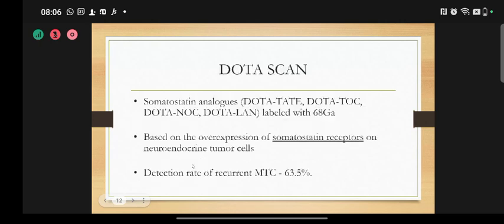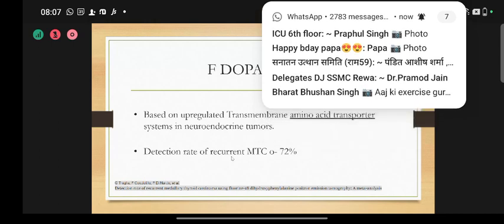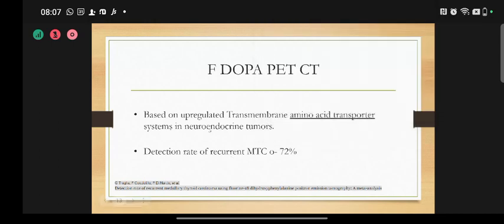So just briefly about the DOTA scan. This uses a somatostatin analog, which is labeled with gallium-68, which is based on the overexpression of somatostatin receptors on the neuroendocrine tumor cells. So this helps in detection of recurrent medullary thyroid cancer up to 63%. And the F-DOPA PET-CT is based on the transmembrane amino acid transporter system, which is present in neuroendocrine tumors, which helps in a detection rate of recurrent medullary thyroid cancer up to 72%.